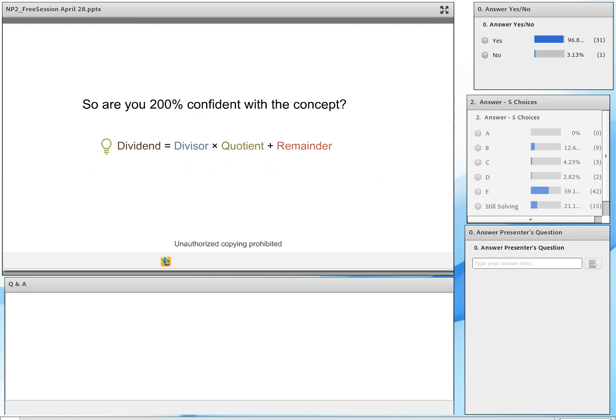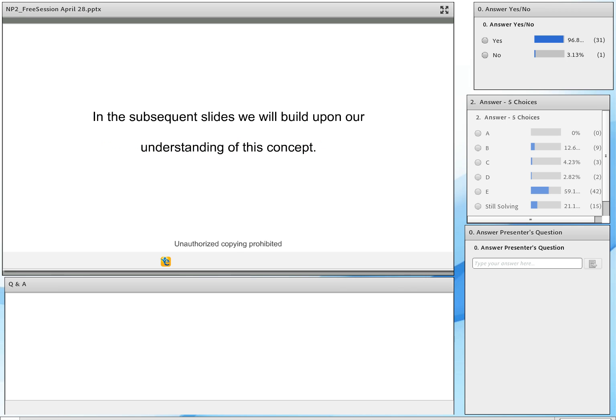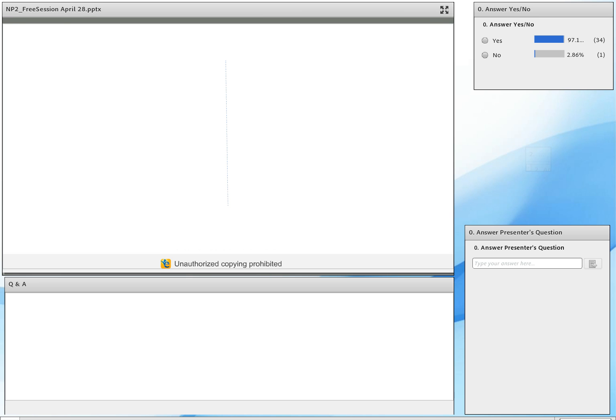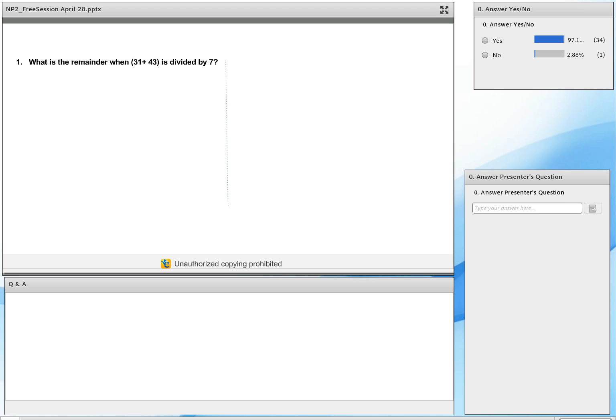So we are all very confident with this concept, right? Now, what we're going to do is, in these next set of slides, we're going to build upon our understanding of this very concept. Okay. So what I'm going to show you now is a very simple question, and I want you to put in your answers over here in this poll. What is the remainder when 31 plus 43 is divided by 7? So write down your answers here.